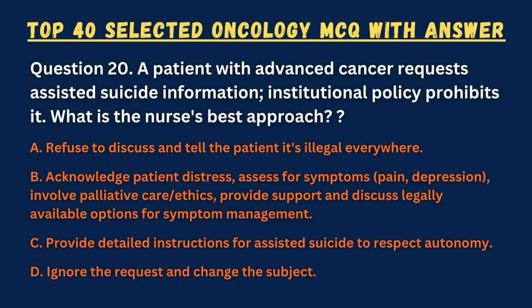Question 20. A patient with advanced cancer requests assisted suicide information. Institutional policy prohibits it. What is the nurse's best approach? A. Refuse to discuss and tell the patient it's illegal everywhere. B. Acknowledge patient distress, assess for symptoms, pain, depression, involve palliative care or ethics, provide support, and discuss legally available options for symptom management. C. Provide detailed instructions for assisted suicide to respect autonomy. D. Ignore the request and change the subject.